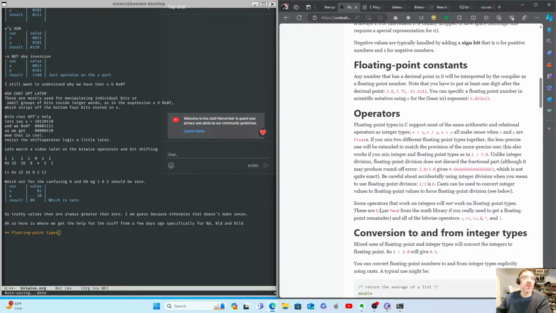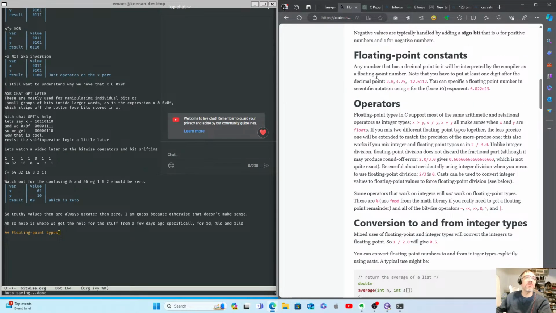Floating point constants. Any number that has a decimal point in it will be interpreted by the compiler as a floating point number. Note that you have to put at least one digit after the decimal point: 2.0, 3.75, -12.6112. You can specify a floating point number in scientific notation using e for the base 10 exponent: 6.022e23.